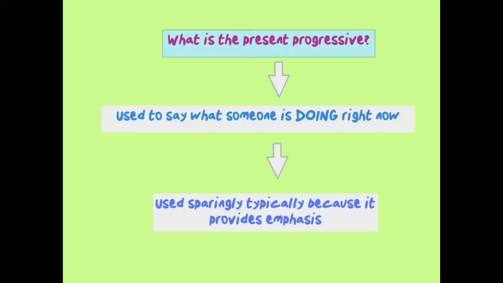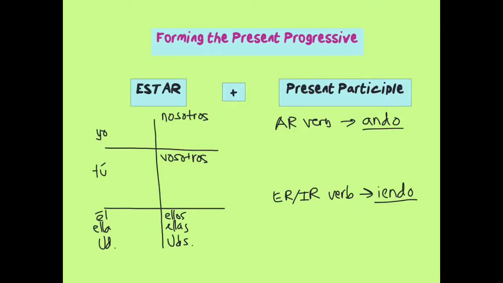Let's begin by defining the present progressive. The present progressive is part of the indicative, and it's used to say what someone is doing right now. Because it's used to talk about what's happening right now, it's used very sparingly in Spanish, typically because it's providing emphasis. You're really emphasizing that the action is happening right now.